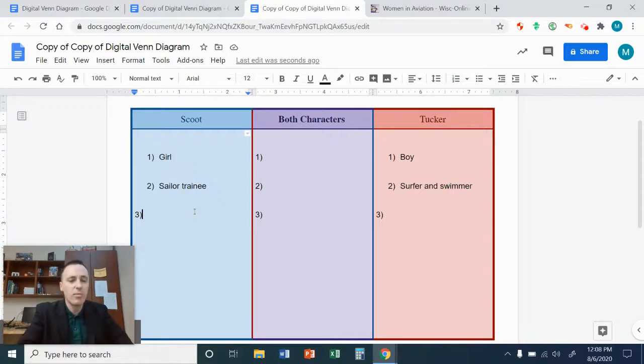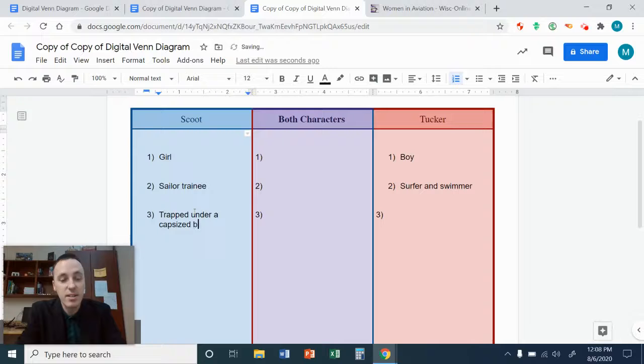What was Scoot's problem? Frankly, she was trapped under a capsized boat. What was Tucker's problem? Completely different. He wasn't in any physical danger. Scoot's life was actually in danger. It was her big problem. Tucker, it's a problem, but not life threatening.